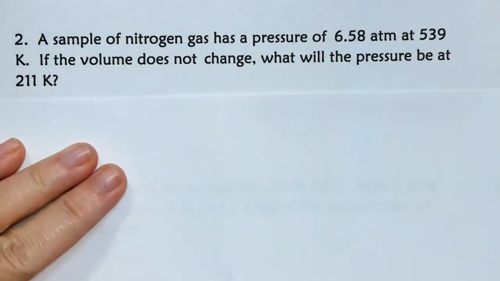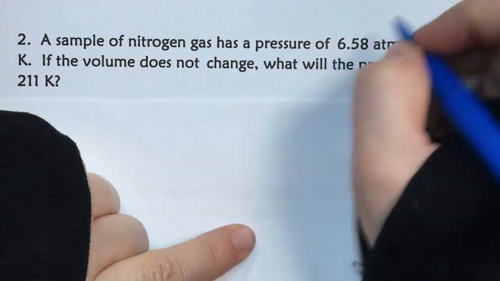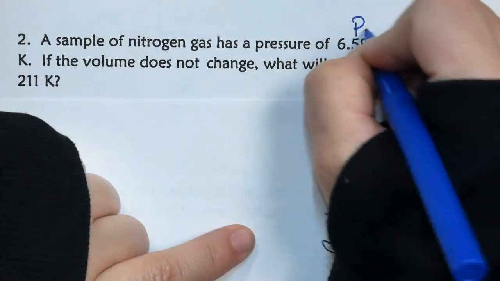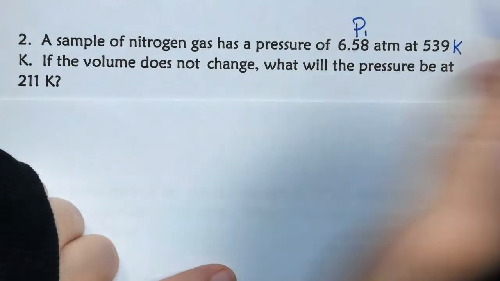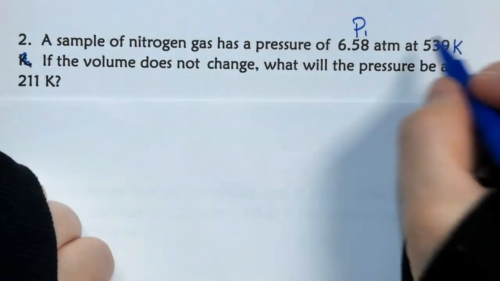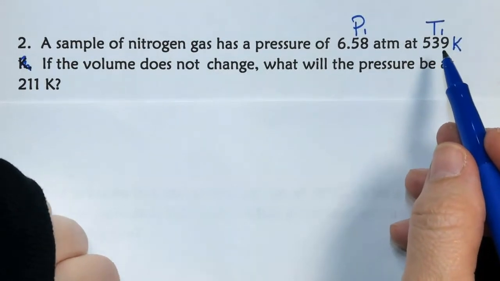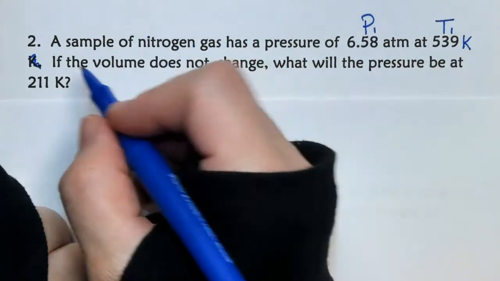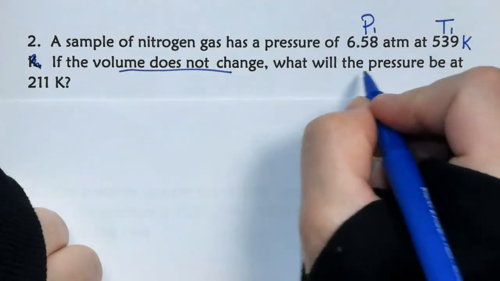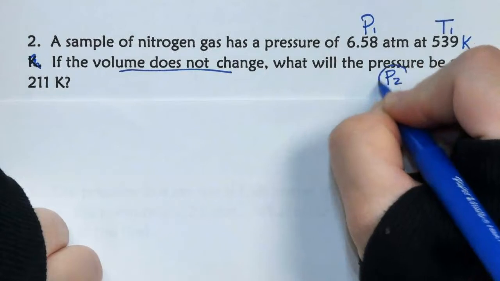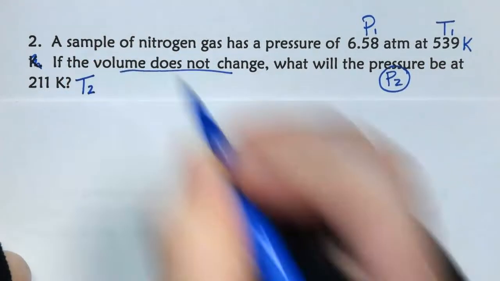In number 2, let's label our variables. A sample of nitrogen gas has a pressure of 6.58 atmospheres, that's my P1, at 539 Kelvin. Let me move my unit over here since it was on the next side of the page. So 539 Kelvin is my T1. I do not have to add 273 because it's already in Kelvin. If the volume does not change, so here we know volume is constant, what will be the pressure? So what will be P2? Circle it. At 211 Kelvin, so that's going to be T2.